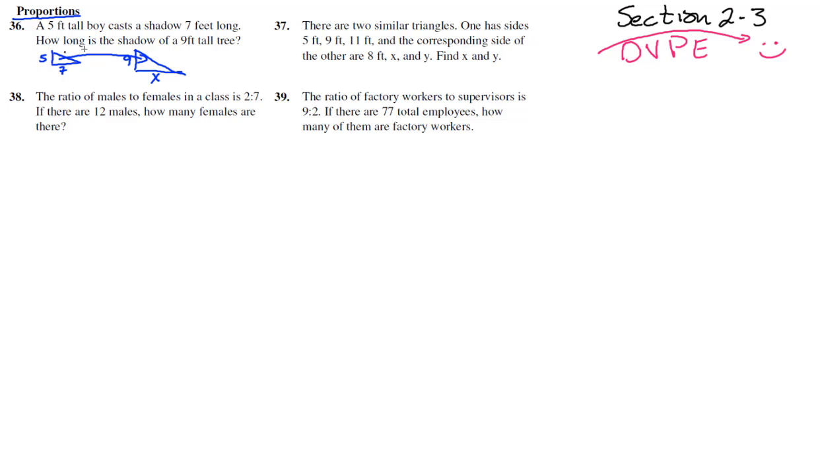So you can write this out in two different ways. You can say either 9 is to 5 as X is to 7. Let's write that out. 9 is to 5 as X is to 7. Or you could write it out and say, let's put this down here on the bottom, 5 is to 9 as 7 is to X. Notice that you have the 5 matching up with the 7, the 9 matching up with the X.